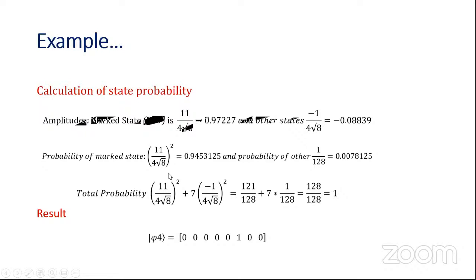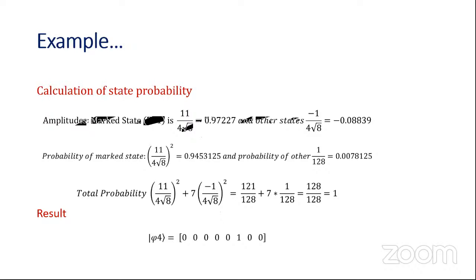As we saw yesterday, the sum of probabilities should be 1. The desired state has this probability and all the others have that probability, 7 times, so it sums to 1. So what will happen after this second iteration? If we measure, we will get this 101 state with probability almost 1. Practically, 94% of the time we will get this state. When we get this state with 94% probability, we can decide that this is our desired answer.